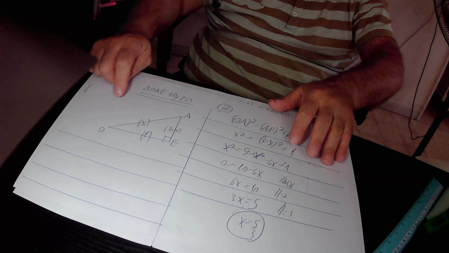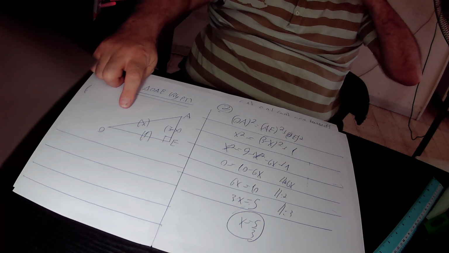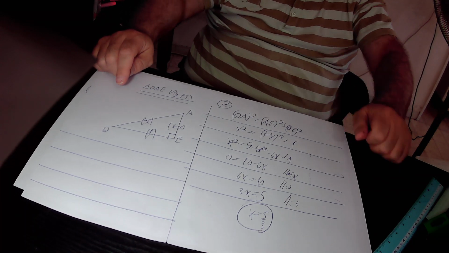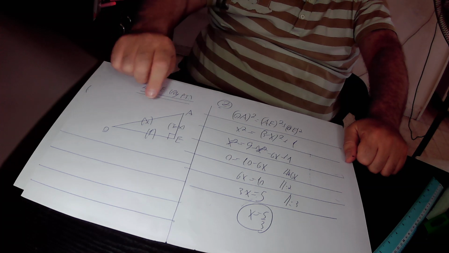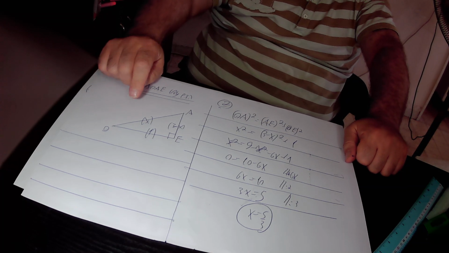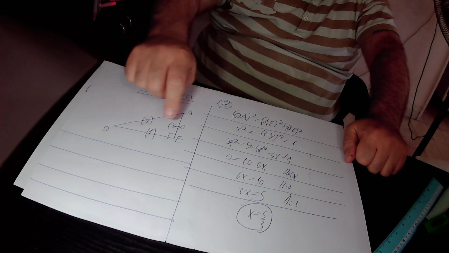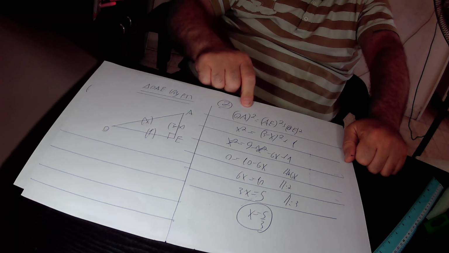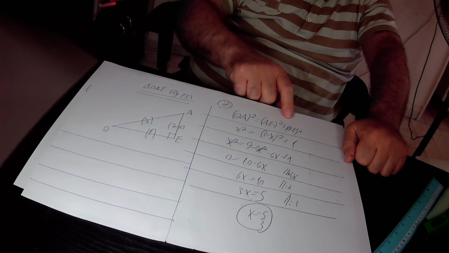This is the right green triangle OAE that I copied from the original domain. According to the Pythagoras theorem, in this right triangle OAE, OA squared, the square of the hypotenuse, is equal to AE squared plus OE squared. Again, OA squared equals AE squared plus OE squared.